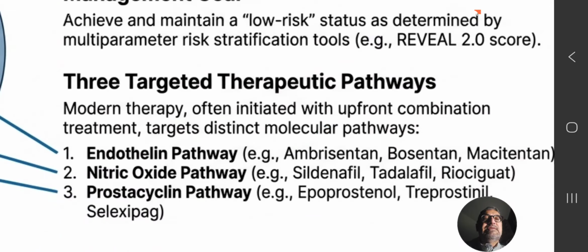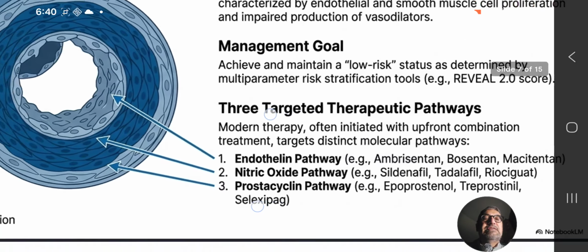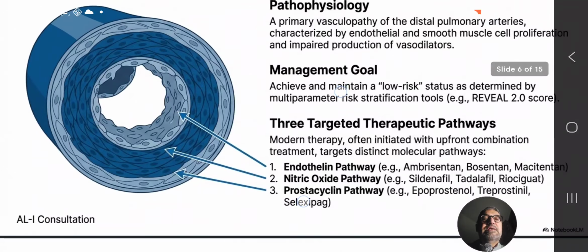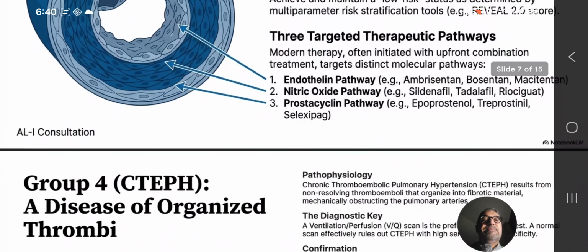The 3 targeted therapeutic pathways: endothelin receptor antagonists such as ambrisentan, bosentan, macitentan; nitric oxide pathways such as sildenafil, tadalafil, riociguat; prostacyclin pathways such as epoprostenol, treprostinil, selexipag. All of these work at the pulmonary artery.